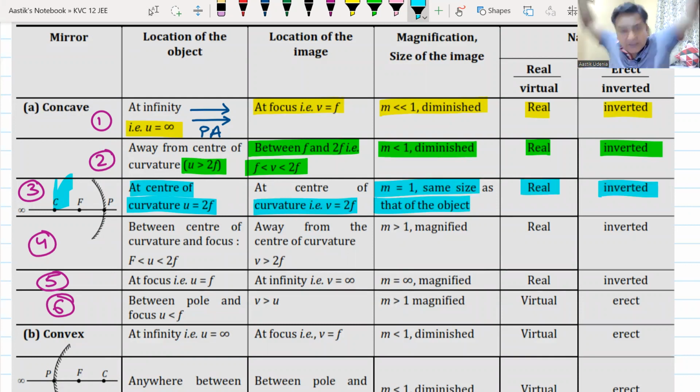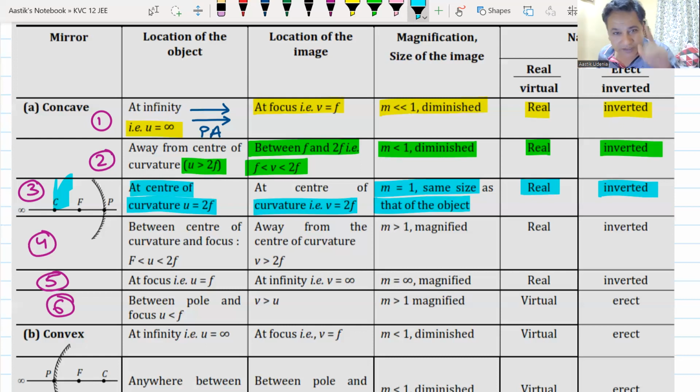Anyone having any doubt on this? So whenever you get a question that the image is formed at the same place, you will have to think on those lines. Center of curvature, somewhere center of curvature has to come. Do we understand this? Yes or no?